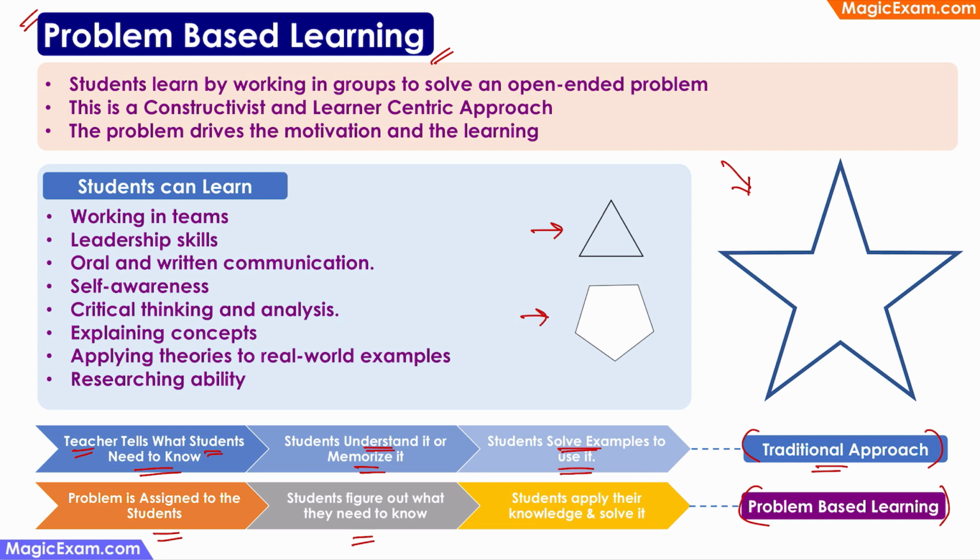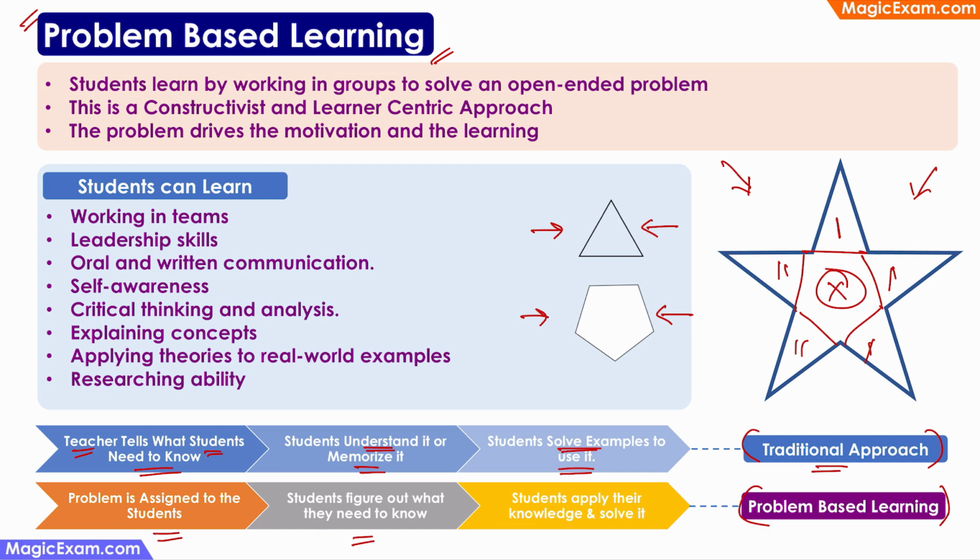So, after some analysis, the students may realize that this star actually has 5 triangles and it has one pentagon in the middle. So, if they use the formula for calculating the area of a triangle and calculate the area of these 5 triangles and use the formula for calculating the area of a pentagon and calculate the area of this pentagon in the middle, and if they add up all of these, then they will get the area of this star. So in both approaches, students are learning the same thing.